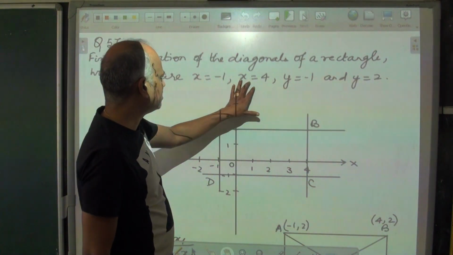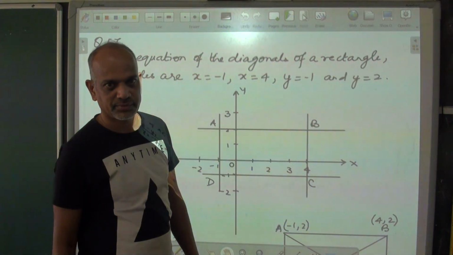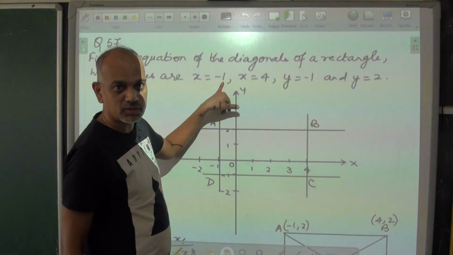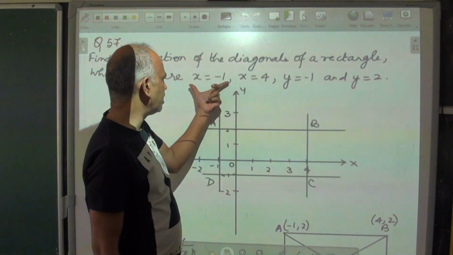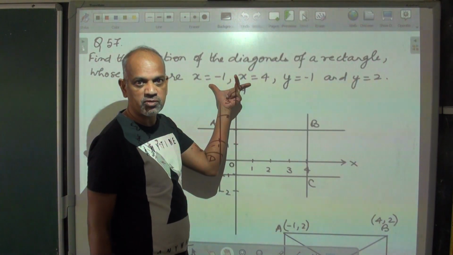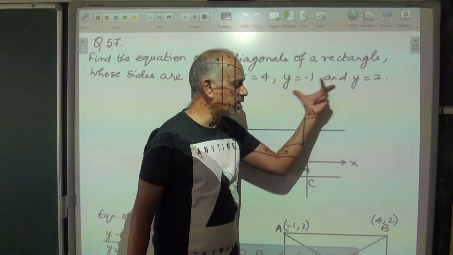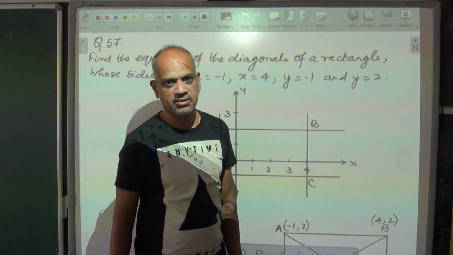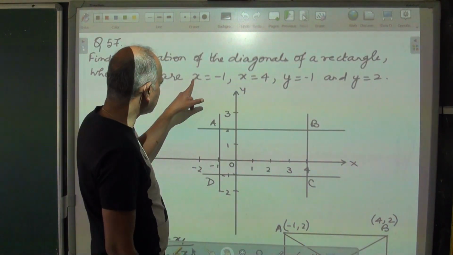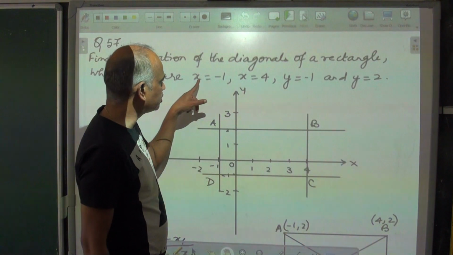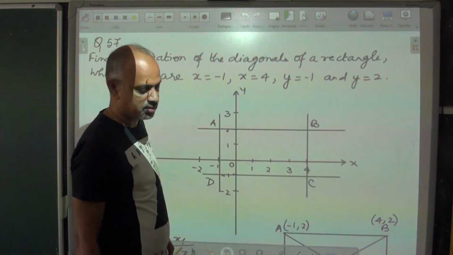Okay. Now look at these. It says these are the sides of the rectangle. First side is x is equal to minus 1. Such equations are usually, if it is x is equal to something, which means they are parallel to the y-axis. If they are y is equal to something, then they are parallel to the x-axis and passing through whatever value is mentioned. So x is equal to minus 1 means it should pass through x value minus 1 and it should be parallel to the y-axis.